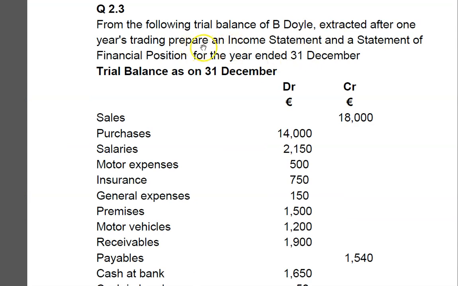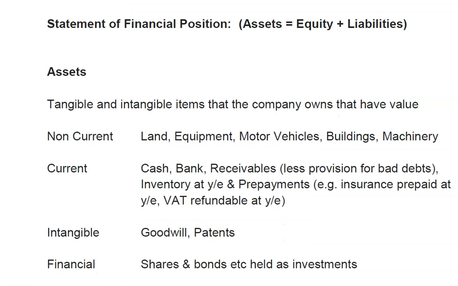You'll remember the question asked us to prepare an income statement and a statement of financial position. So a statement of financial position is a list of your assets, equity accounts, and liability accounts. And here are example assets are tangible, intangible items the company owns, or resources the company owns or has rights to that have value.